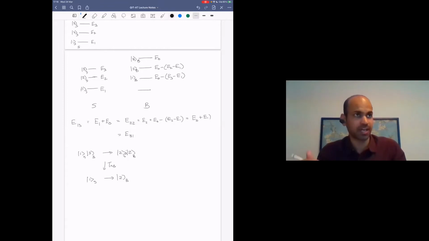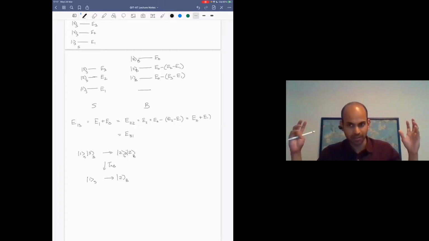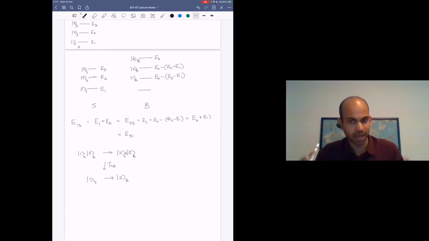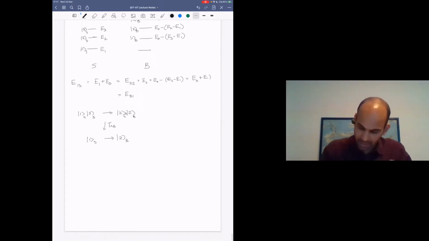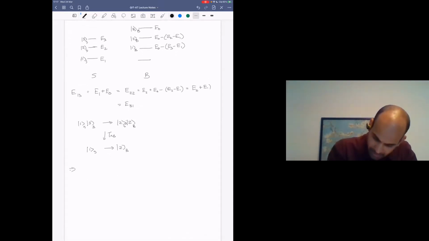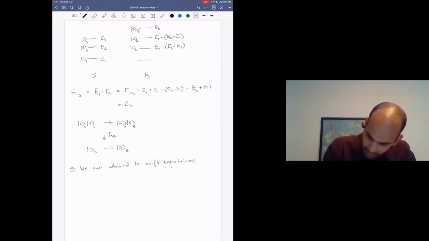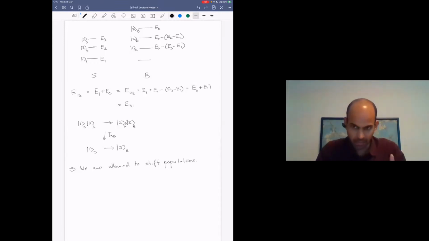And remember, in a thermal operation, I can keep bringing in different systems from the bath and I can keep doing unitaries. All of that corresponds to one thermal operation because I can compose all of the different unitaries and all of the thermal systems that I bring in from the bath under a single unitary operation on the full global state. Right. So all of this is to say that we are allowed to shift populations. Okay. However, and now this is the important part.